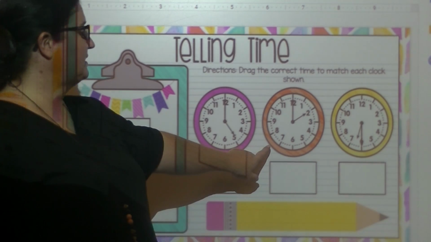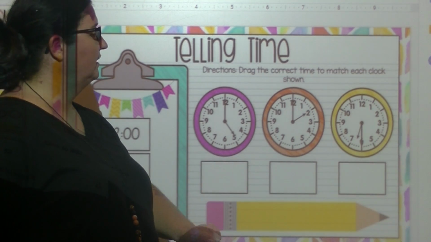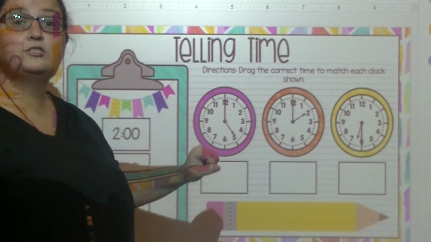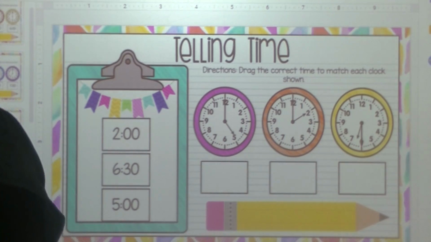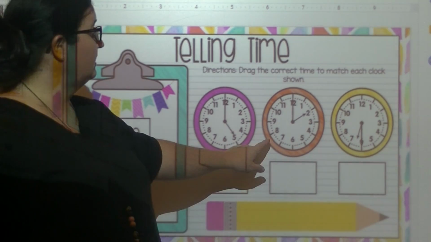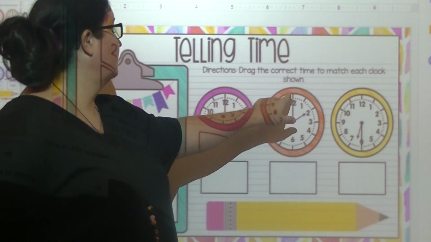Go to your next one. Minute hand is on the 12. Hour hand is on the 2. What time is it? 2 o'clock.